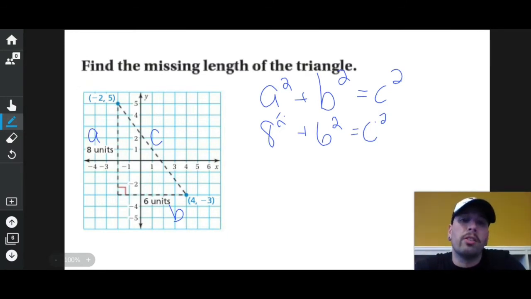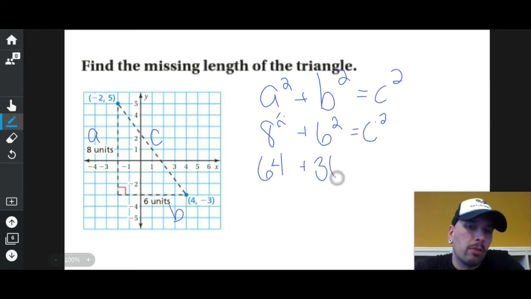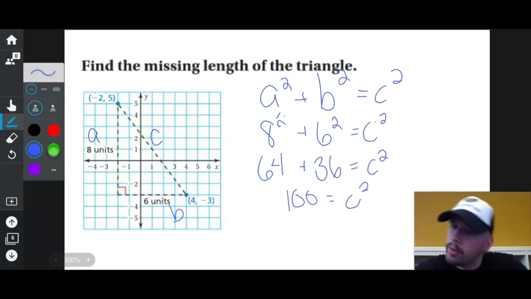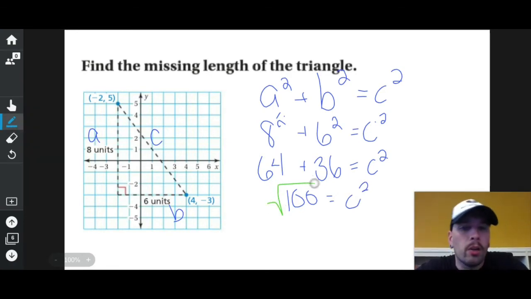8 squared is 64. 6 squared is 36. 64 plus 36 is 100. Is C all by itself? No. What's in the way? Squared. What do you do? Square root. And we did a problem just like this already, 10.